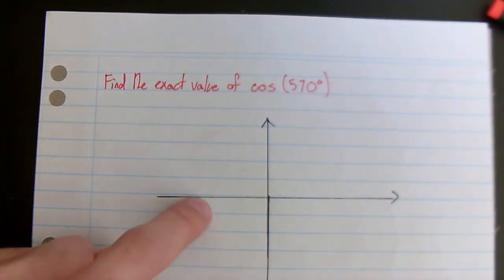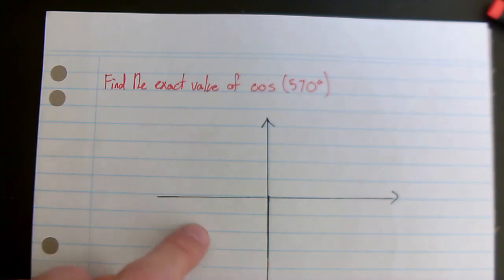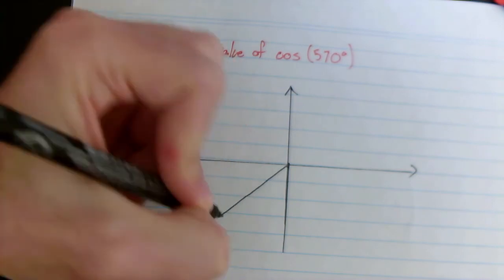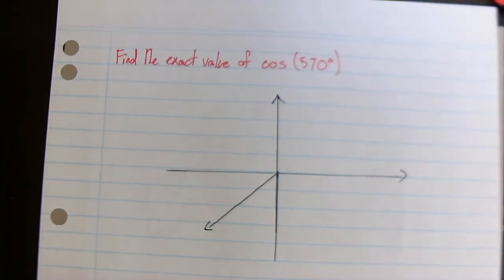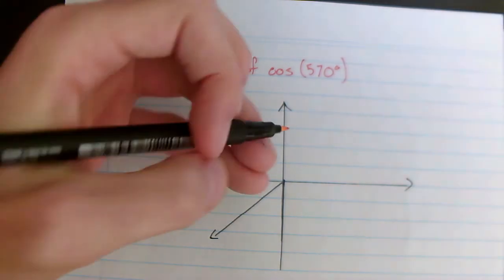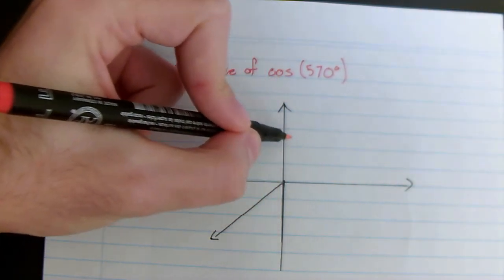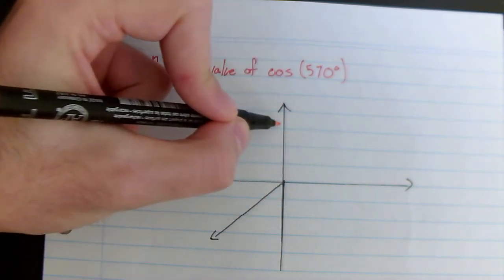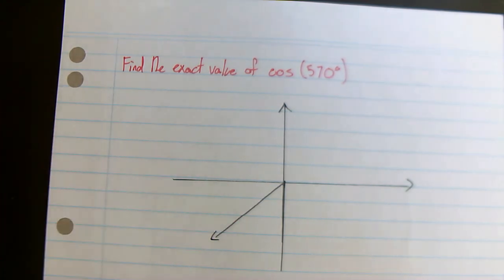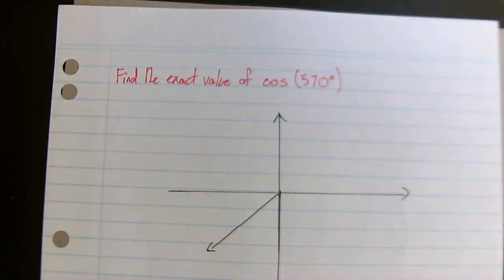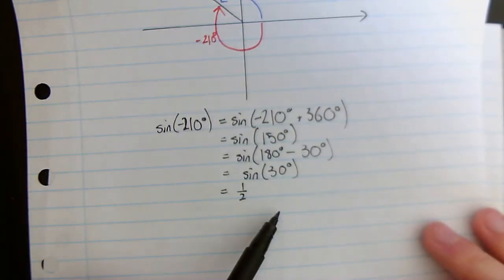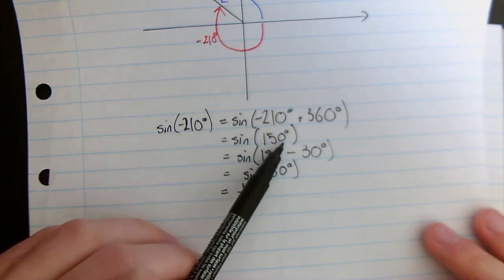So what we're going to have is 570 lies within this quadrant, and the question is, well, what is it exactly, in terms of an angle between 0 and 360? Because at the moment, we're going around once, and we have to go around again into that quadrant, into this second quadrant, into this third quadrant.